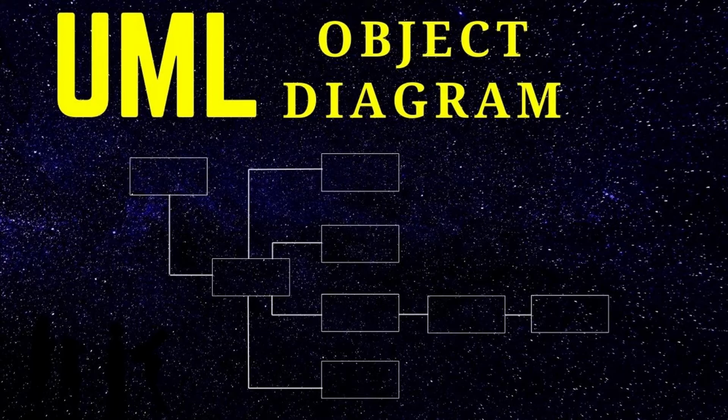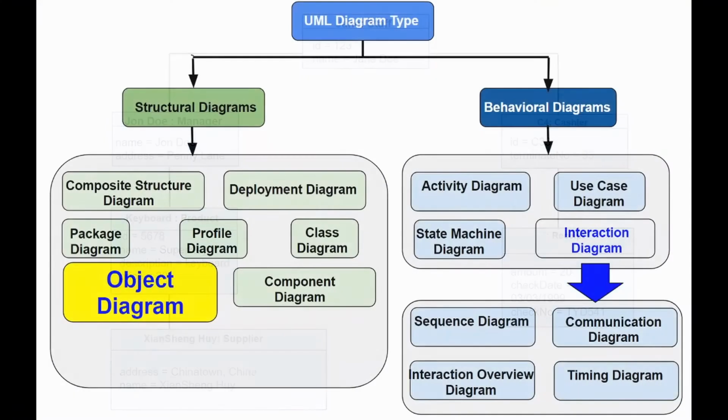UML Object Diagram is an instance of a class diagram. It captures a snapshot of the detailed state of the system, objects, and their relationship at a specific point in time. It can be considered as a special case of a class diagram or a communication diagram. The use of the object diagrams is quite limited and mainly comes down to demonstrating examples of data structures.